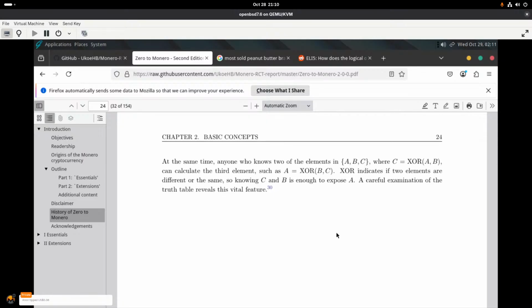At the same time, anyone who knows the elements A, B, and C, where C equals A XOR B, can calculate the third element, such as A equals B XOR C. XOR indicates if two elements are different or the same, so knowing C and B is enough to expose A. A careful examination of the truth table reveals this vital feature.